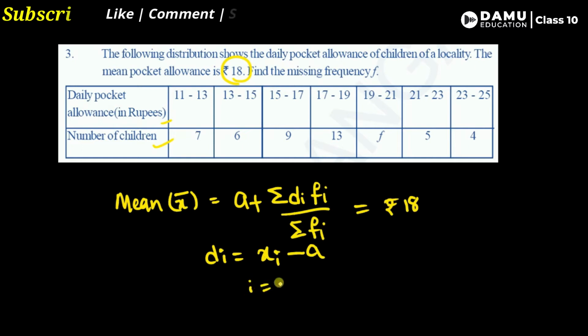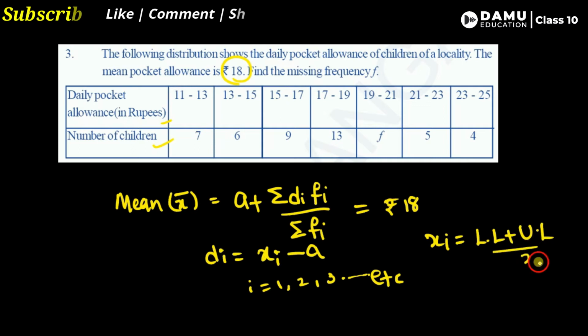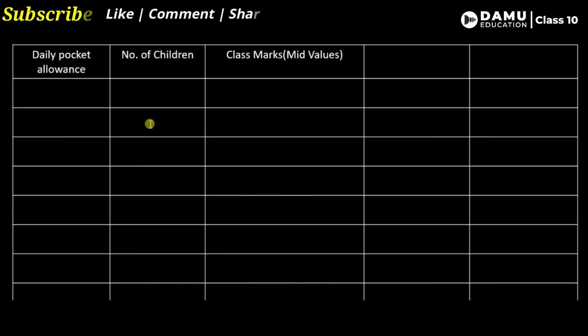Here i is nothing but 1, 2, 3, 4, depending on how many intervals there are. So xi is nothing but lower limit plus upper limit by 2, the average, that is the middle value for all the intervals. So this is the formula. Let's move on to the actual values, that is, the frequencies and the tabular column.